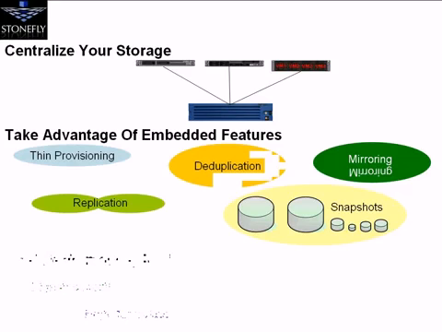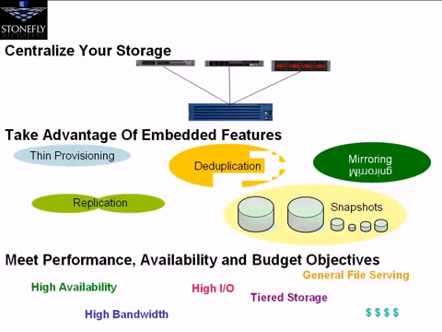And the last thing, and these are universals that have been around in storage forever. What are they looking for? Now, high availability, high transfer rates, high I/O. Tiered storage is the latest technology where you can move data between different performance metrics of storage. General file serving, and the number one thing in the history of the world is budget. How much can I spend? How much do I get?